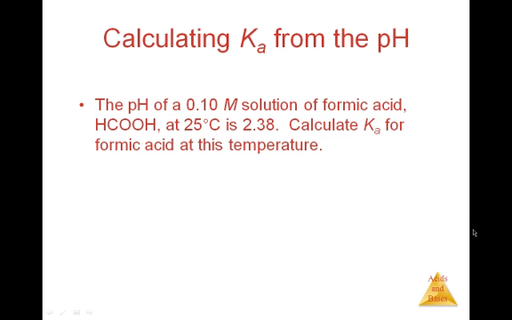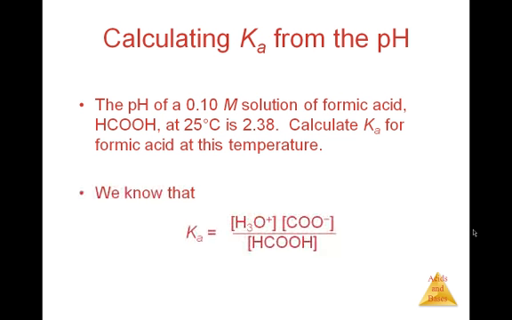You need to calculate the Ka for formic acid at this temperature. The way you approach it is what you know. You know that K sub A for this particular acid, remember you've got to write it dissociated, so when it bumps into water, it loses a hydrogen, and you have H3O plus and HCOO minus, and then there's the original acid down the bottom, because remember the hydrogens are lost.